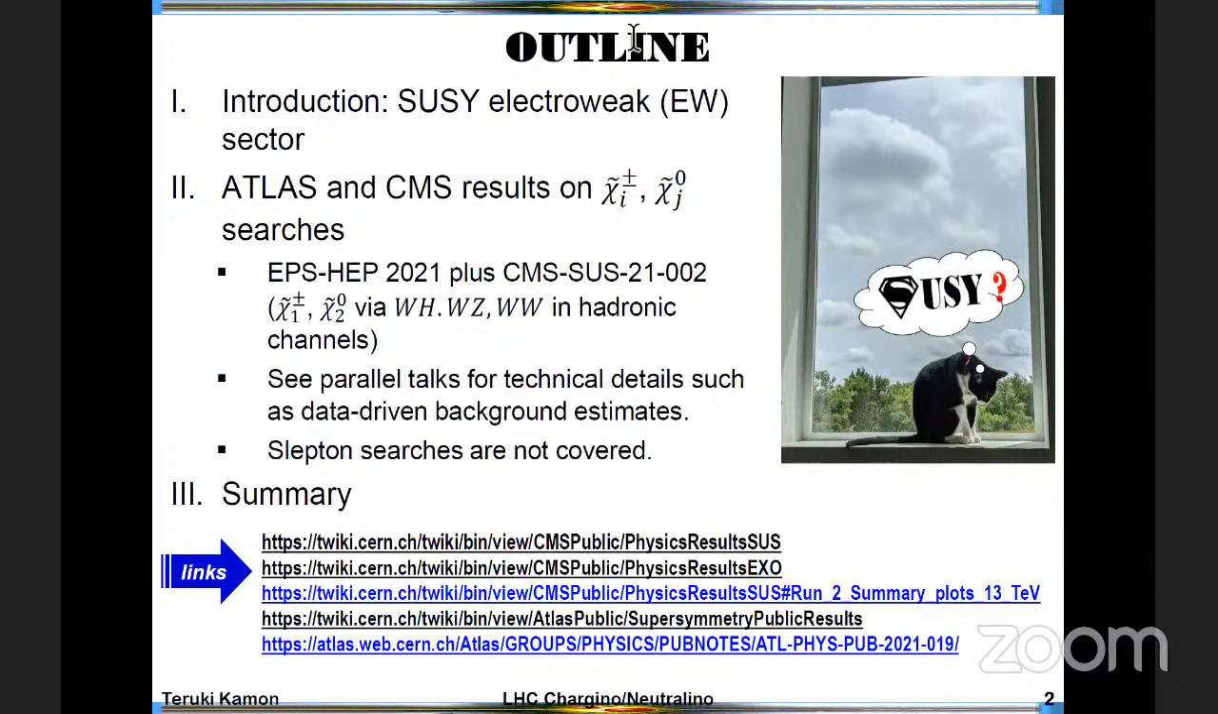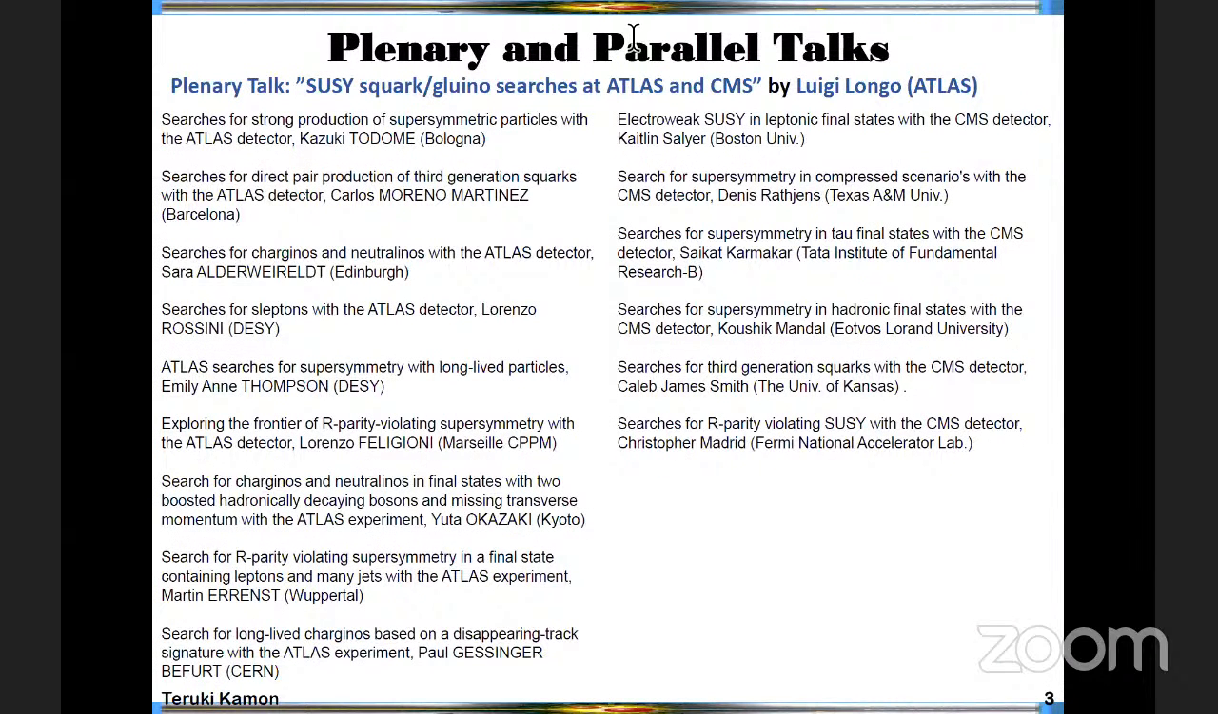I don't cover the slepton search. All of these plots you can find from the links below. The three links from CMS, the blue one is the summary plot, and the link from ATLAS, again the blue link is the summary plot. And I give you a summary in the last slide. And these are the talks you can find in this conference. The left panel is ATLAS, and the right panel is CMS.